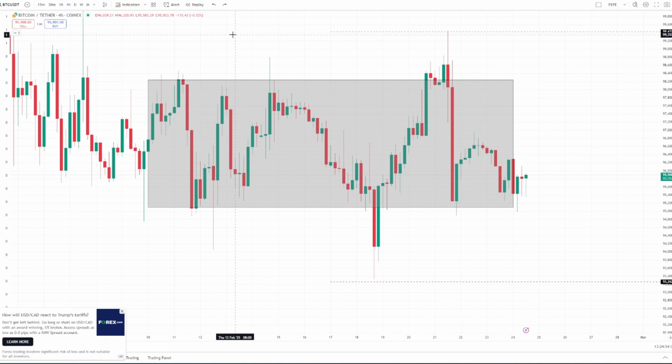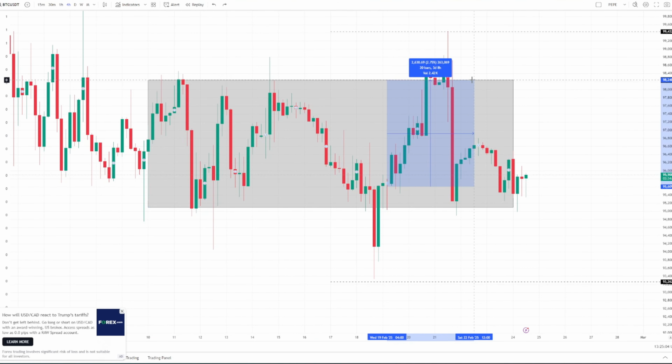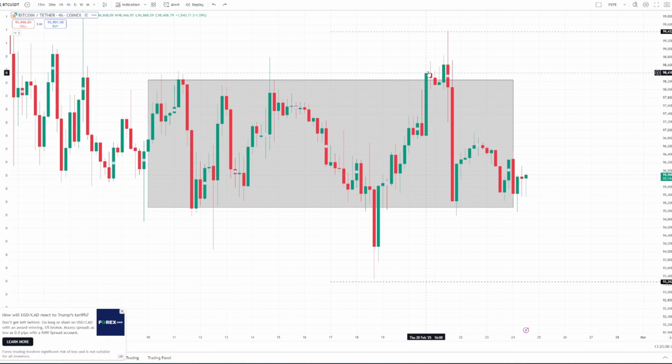Candle closes are the most important thing. After this bullish engulfing candle, what we saw was a range high, and we saw a great move. This range high should have been the target, 2.75%, and then we should wait for a confirmation.